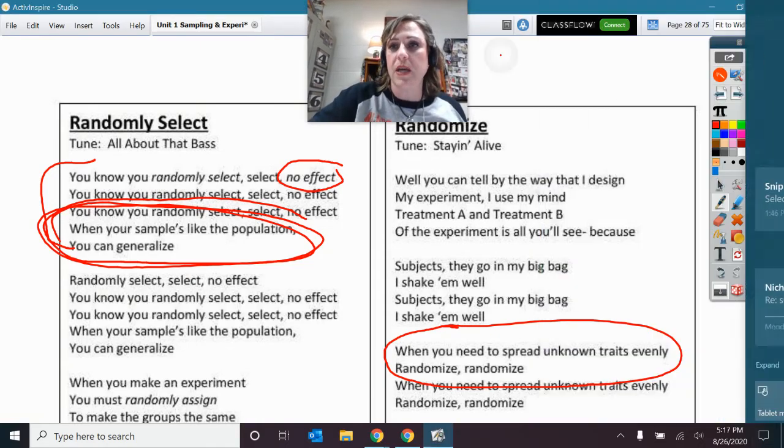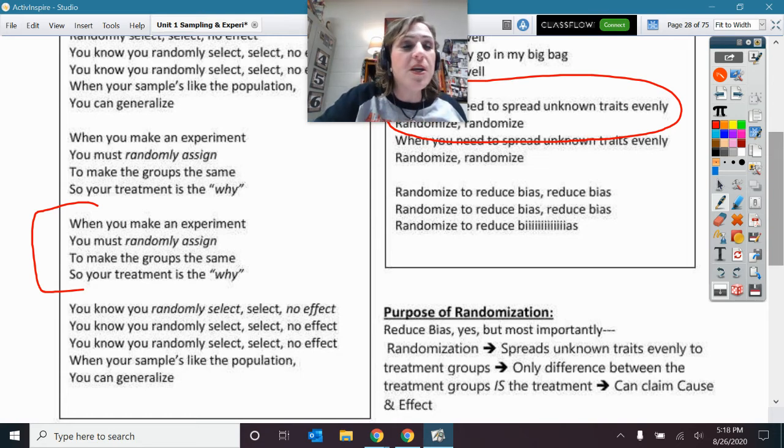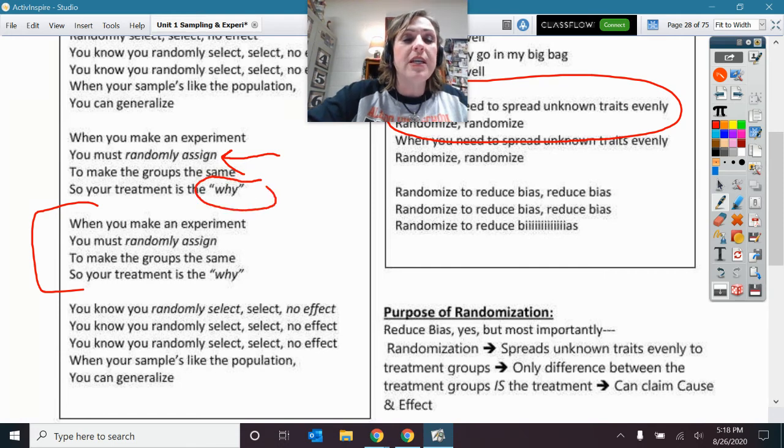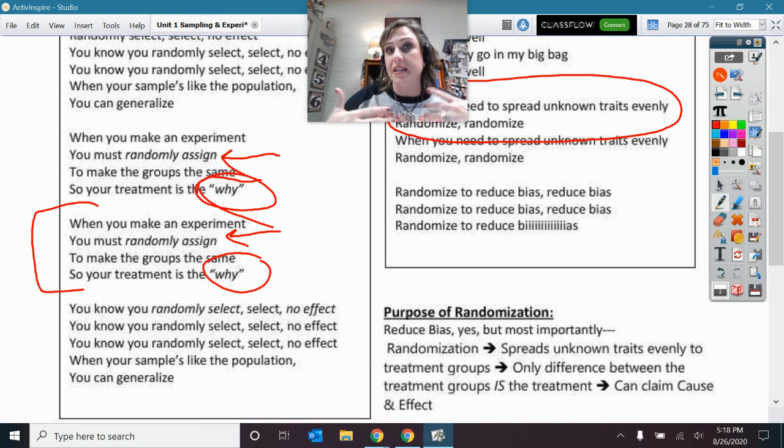Now let's go down here. When you make an experiment, you must randomly assign. You're randomly assigning to make the treatment groups the same, or to make the subjects in those treatment groups the same. So the only difference is your treatment, and your treatment is the why. So that's your cause and effect.